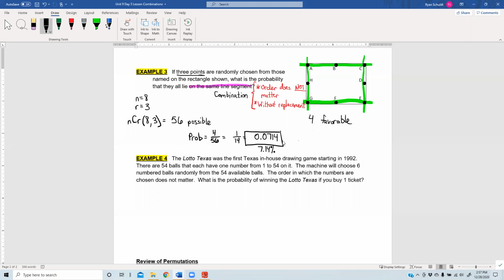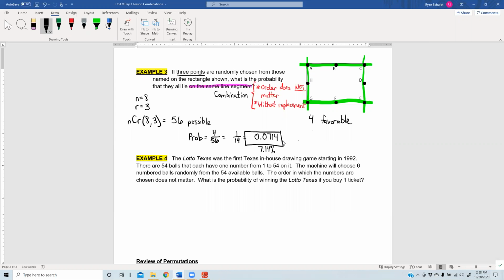Okay, example four. The Lotto Texas was the first Texas in-house drawing game that started in 1992. There's going to be 54 balls that each have one number on it from 1 to 54. The machine chooses 6 balls randomly from the 54 available balls. The order in which the numbers are chosen does not matter. What's the probability of winning the Lotto Texas if you only buy one ticket?